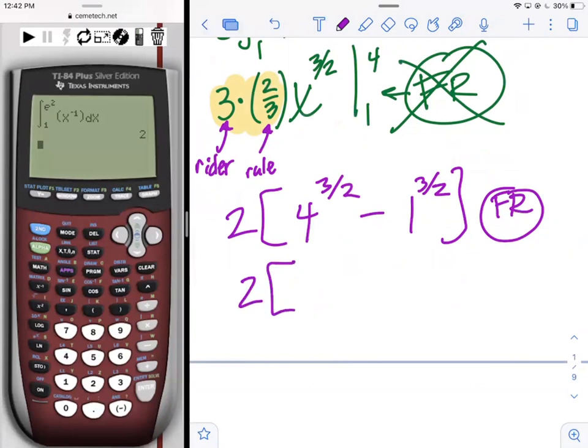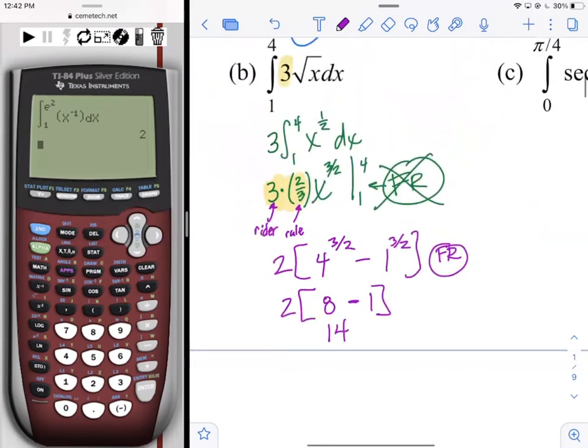4 to the 3/2. Remember, we want to go small before we go big. So 4 to the 1/2 first, which is square root of 4, or 2, and then 2 cubed is 8. And then 1 to any power, as long as it's a finite power, is 1. Okay. 8 minus 1, 7 times 2, 14. There you go. Now that's a positive integral.